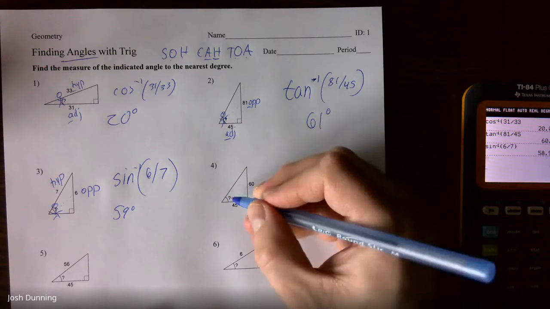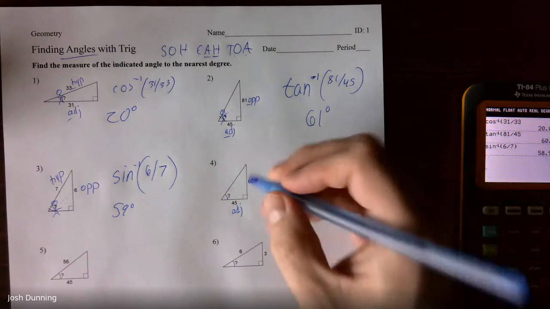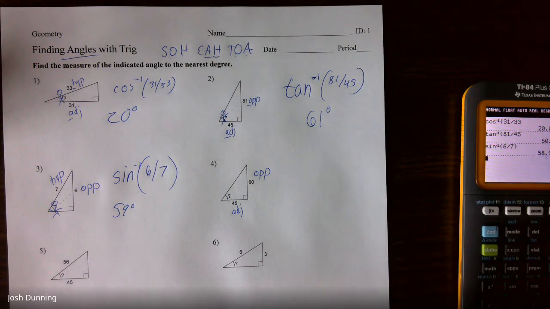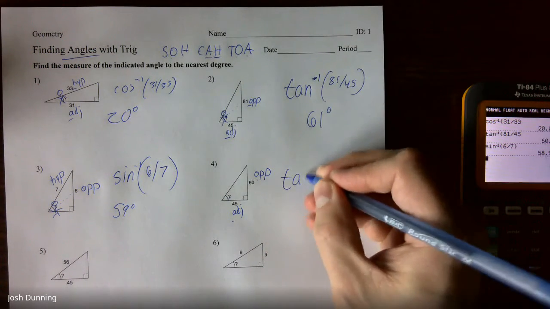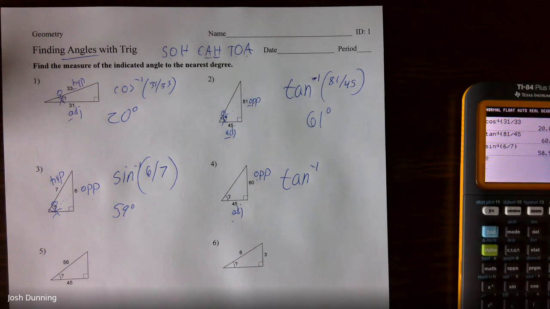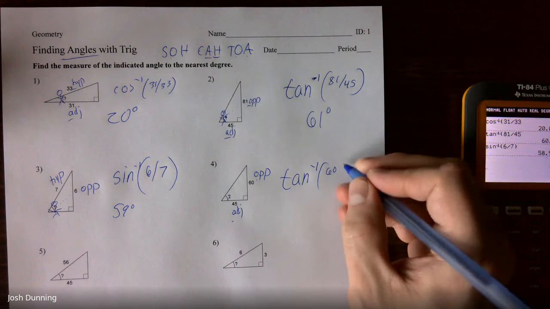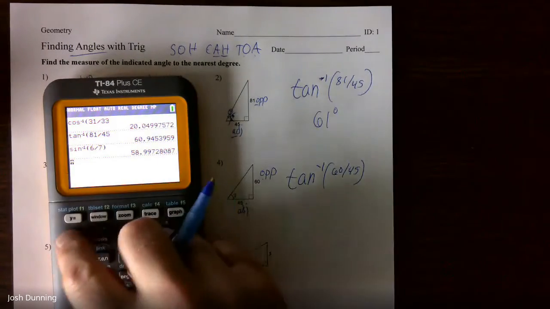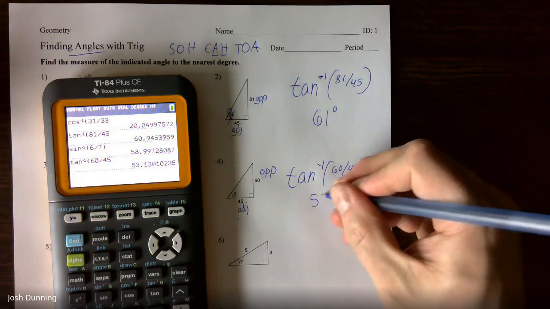So the hypotenuse is blank. If we're right at the question mark, 45 is adjacent, right next to it. All the way across, opposite. We have O and A, 10. We want the angle, so the -1. TOA, so O is first, 60 over 45. 53.